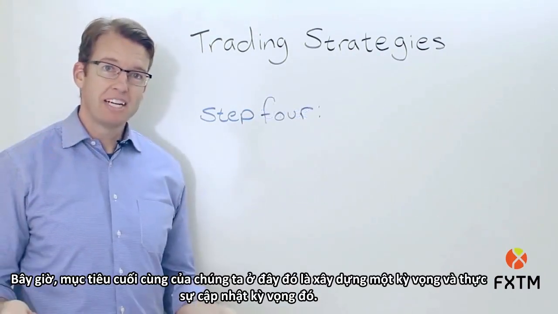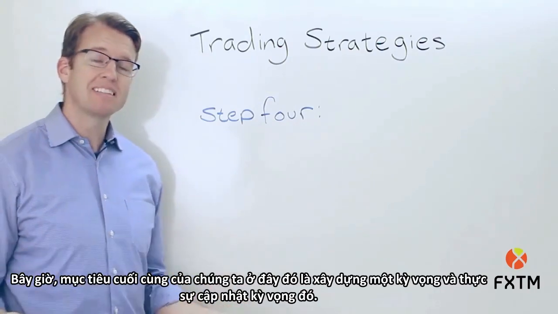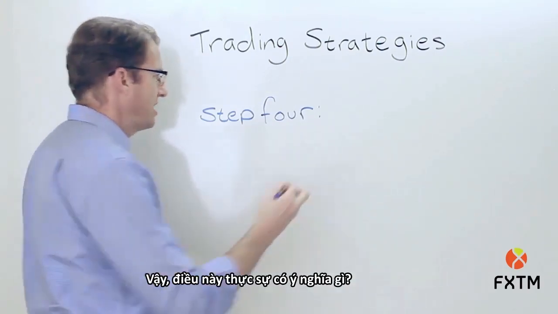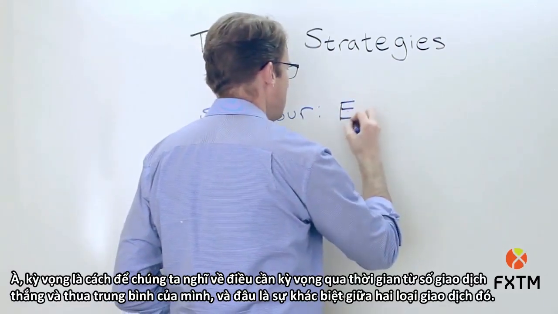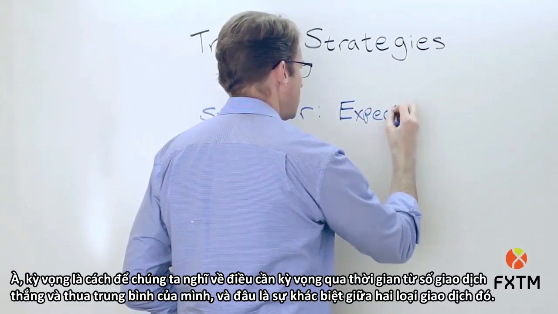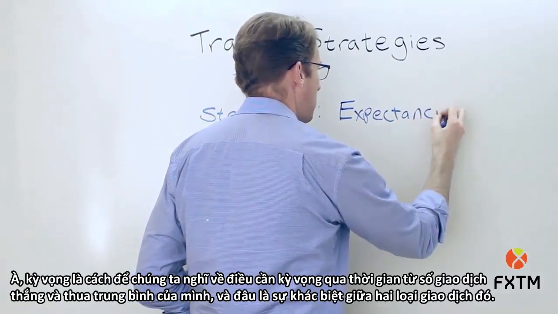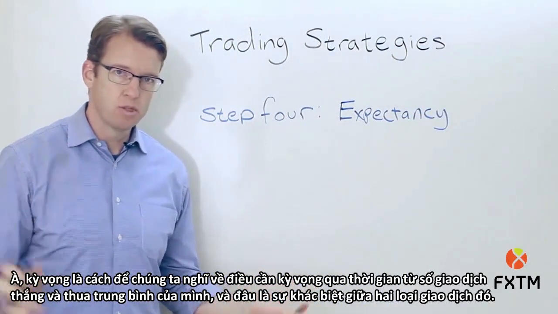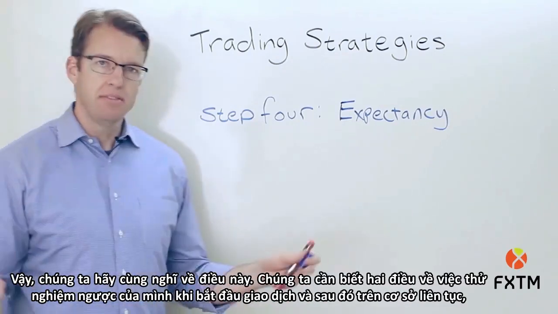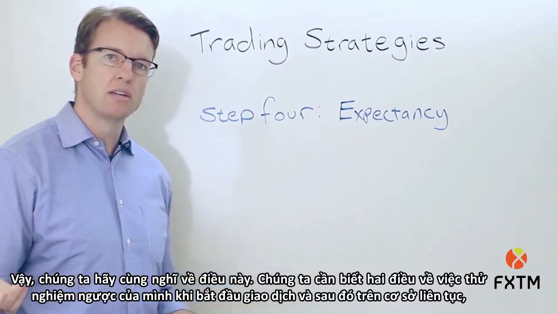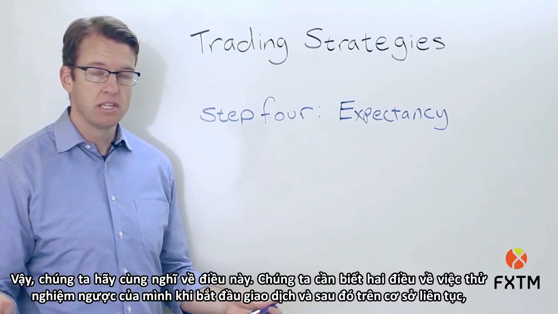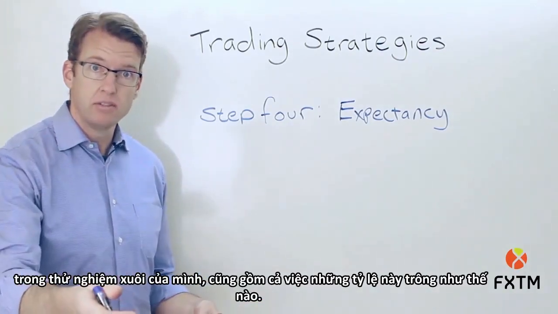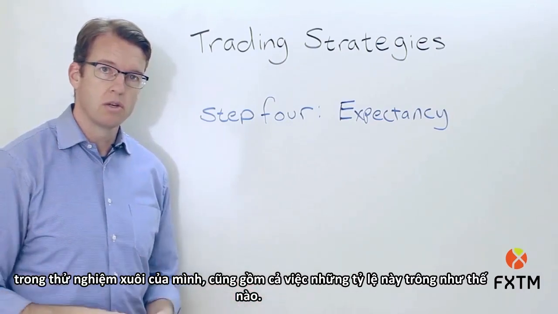Now, our last objective here is to develop an expectancy, and to actually keep that expectancy up to date. So what does this actually mean? Well, expectancy is a way for us to think about what to expect over time from our average winners and losers, and what the difference between the two is. So let's think about this. We need to know two things about at least our back testing when we initially start, and then on an ongoing basis, in our forward testing, what these two ratios are looking like.